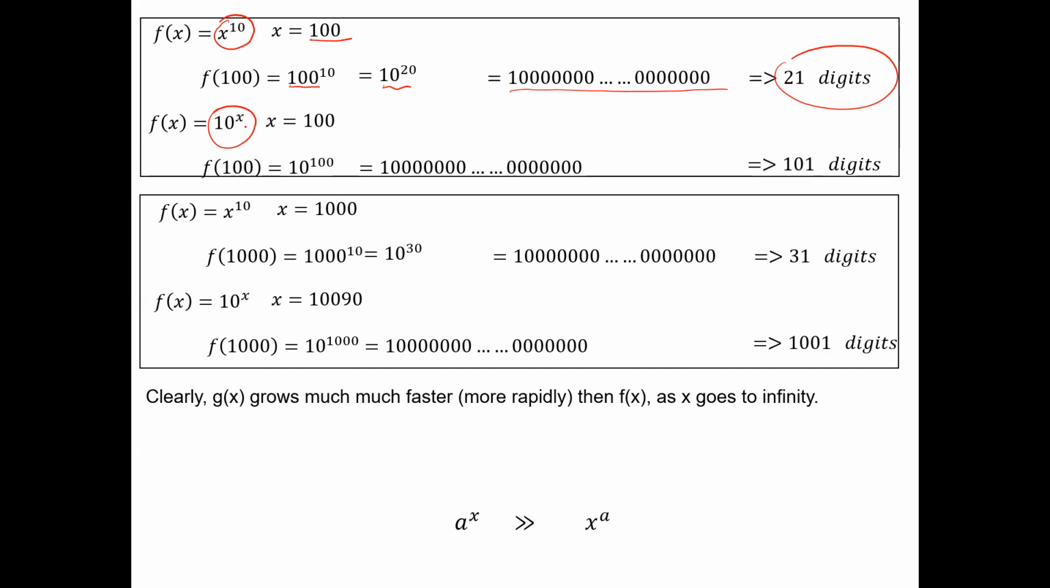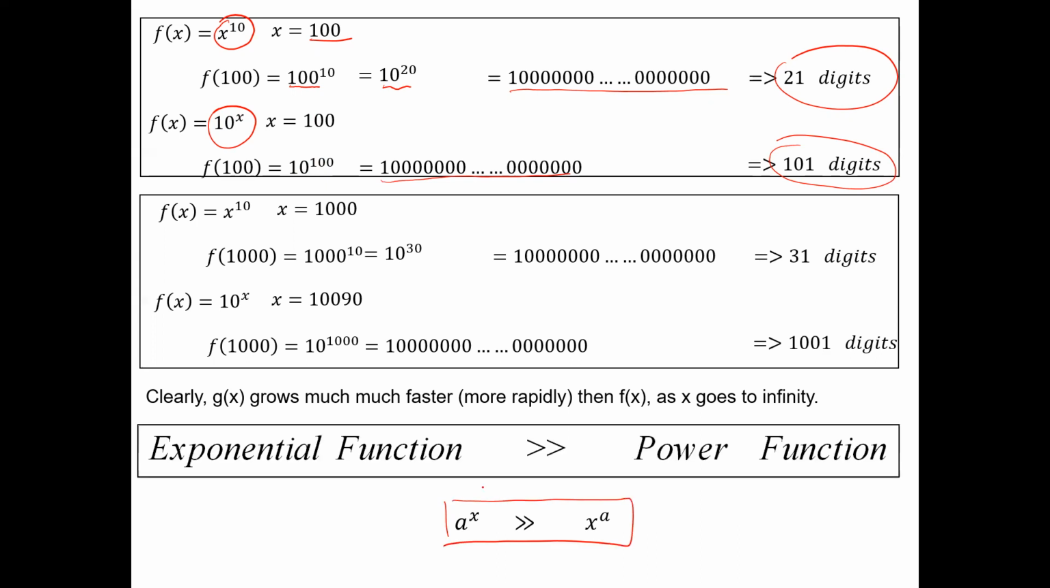Let's look at what happened with the exponential function. 10 to the power of x, 10 to the power of 100. 10 to the power of 100 is that funny number, which actually has 101 digits. You may notice which number is bigger, which function will grow faster. The growth rate of the exponential function is much faster than the power function.